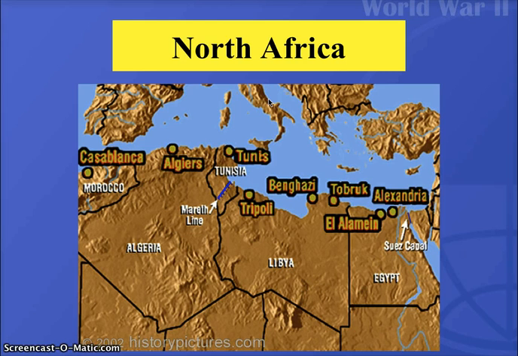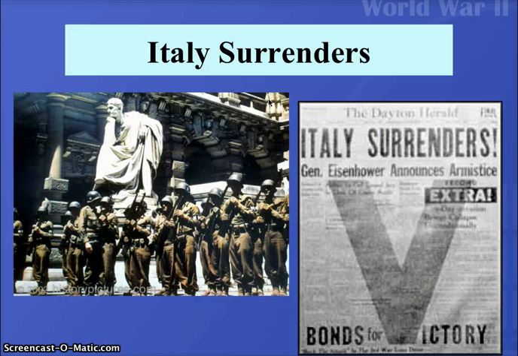In fact, on your next slide, you have Italy surrenders. So, in 1943, Mussolini is removed from office by the Fascist Grand Council. He was put in prison, but Hitler has him rescued, and Hitler sets him up as the head of the Italian government in German-occupied northern Italy.